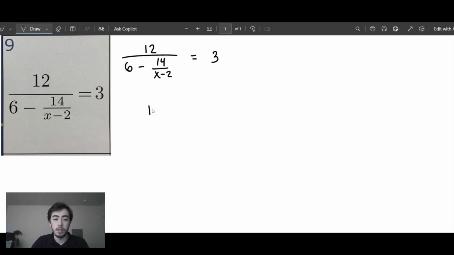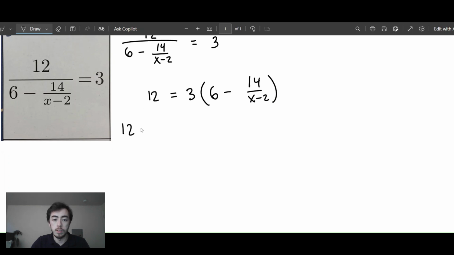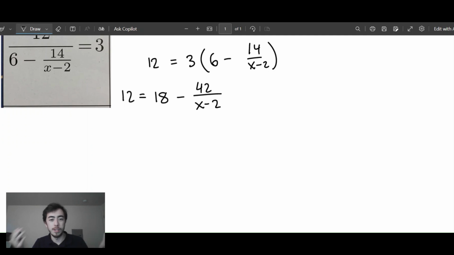So I know that 12 is going to be equal to 3 times the whole denominator. And it's really important that I'm using parentheses here because that 3 is going to distribute to both of these terms. So I'll say 12 is equal to 18. That's a 3 times a 6. Minus 42. That's 3 times a 14 over x minus 2. Same issue. I have more denominators and I don't want fractions. They're harder to work with.